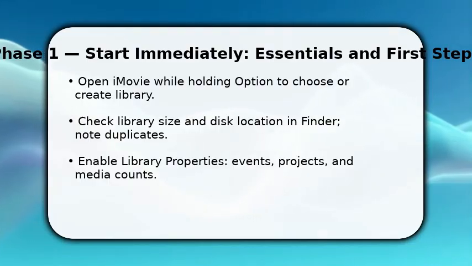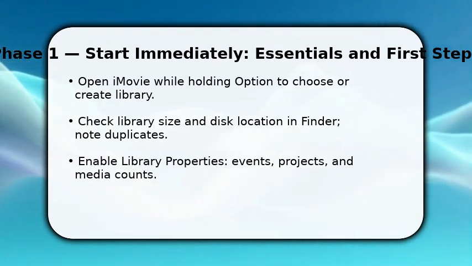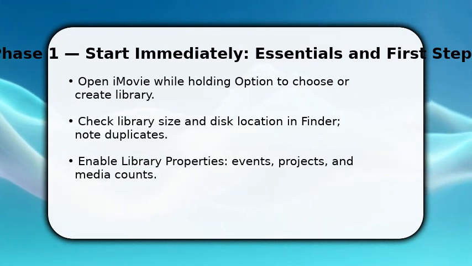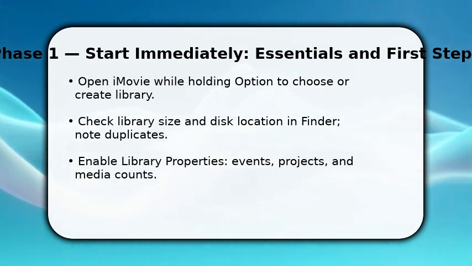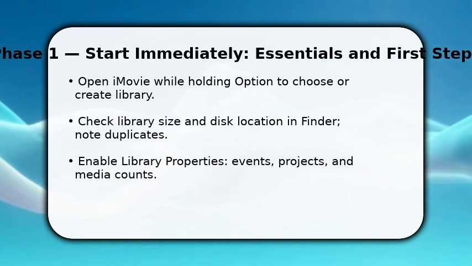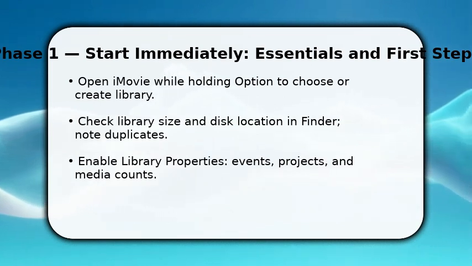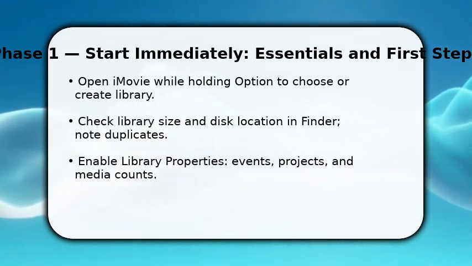You start by opening iMovie while holding Option so you can pick or create the exact library you'll manage. Inspect its file path in Finder and note total size, because storage dictates strategy. Once done, open the library properties to view events, projects, and media counts. That tells you where space and organization problems live.